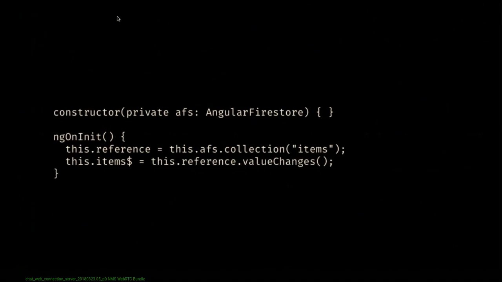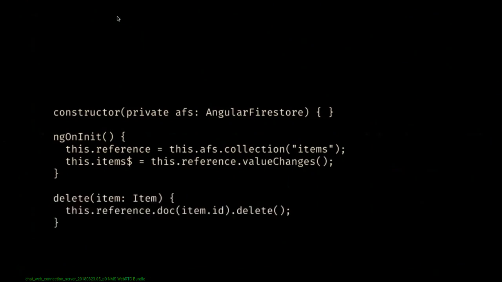Now, much like NgRx, you can't directly modify this. We have to actually dispatch some type of event. And to do that, we could create a delete method that takes in an item. We take that reference and we grab a single child reference to its document, pass in its ID, and then we can just delete it. And what that will do is it'll dispatch an event to the Cloud Firestore servers, which will then synchronize that change, and then that item is removed from all the other connected devices.